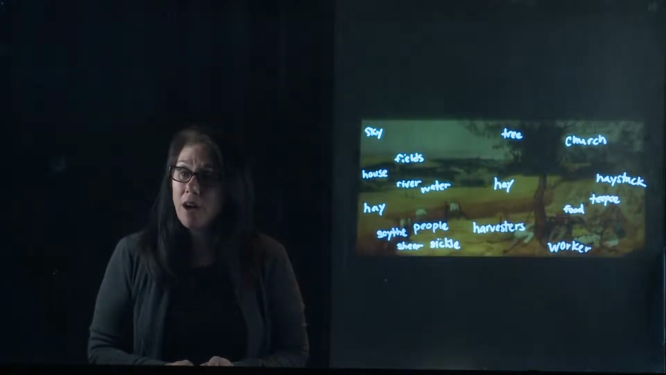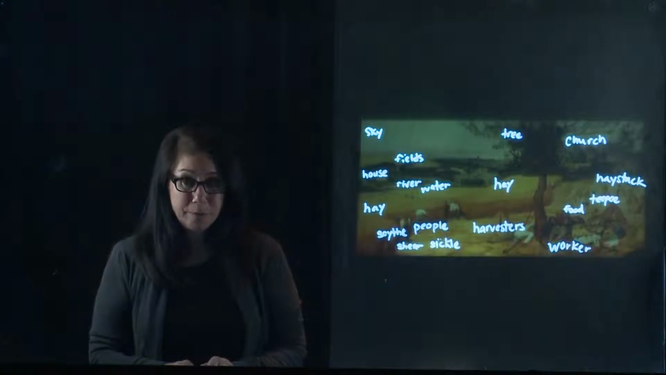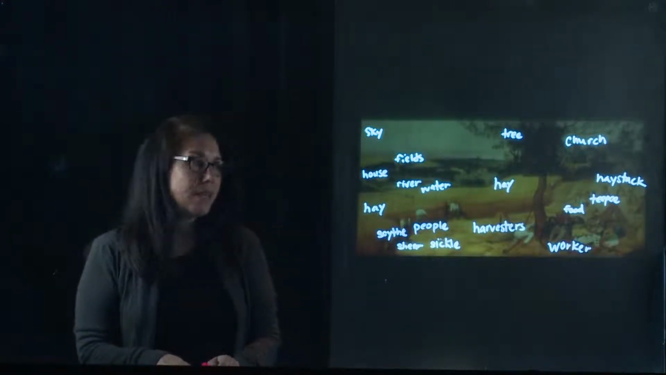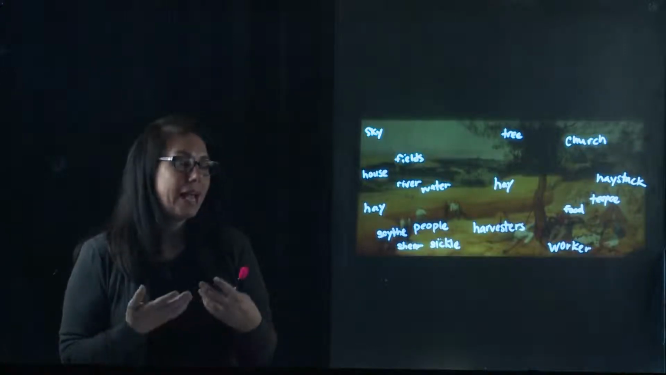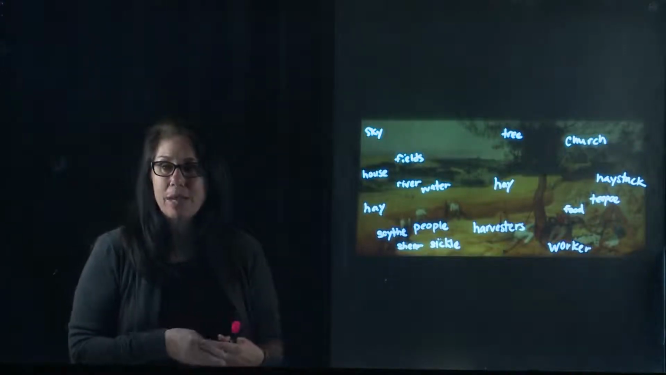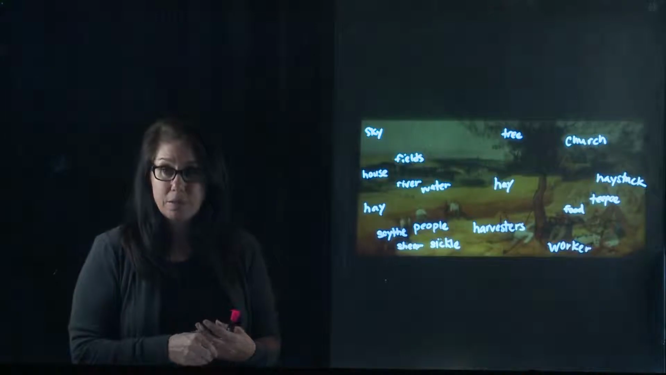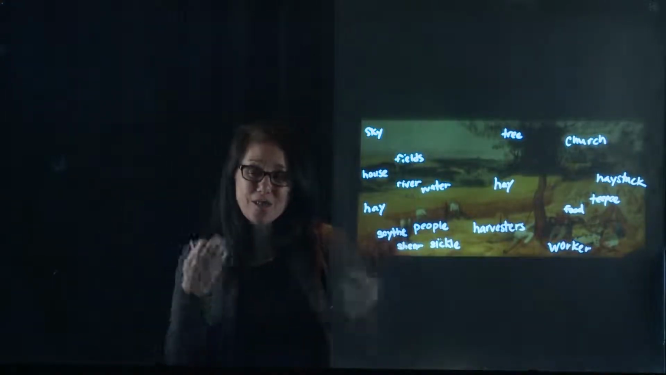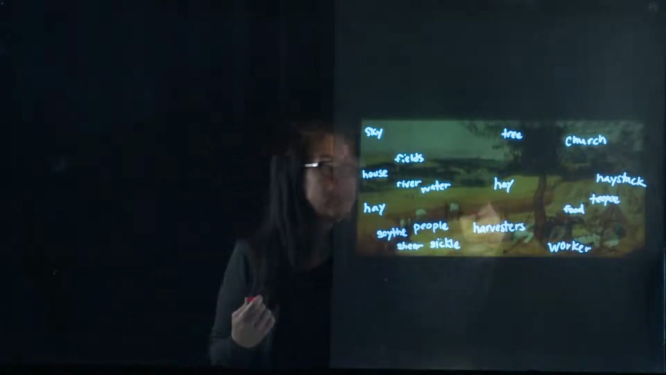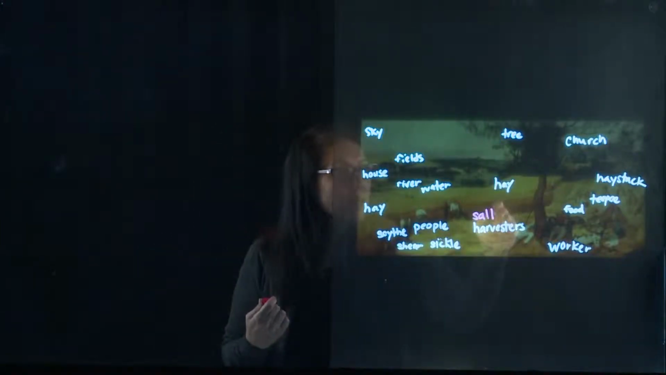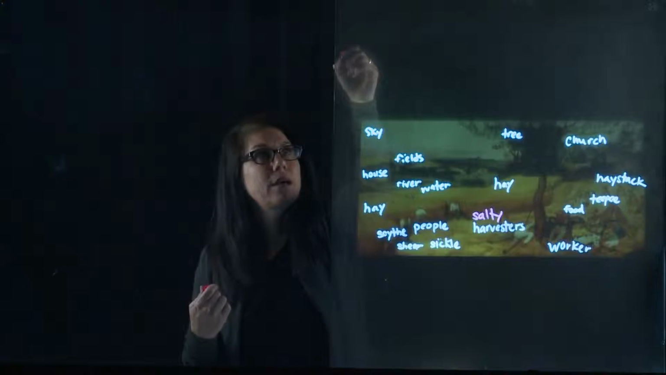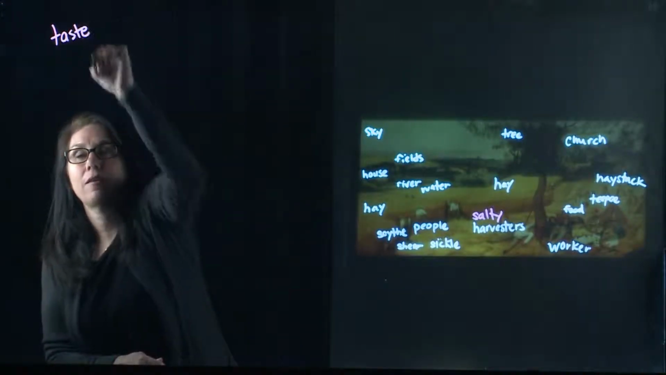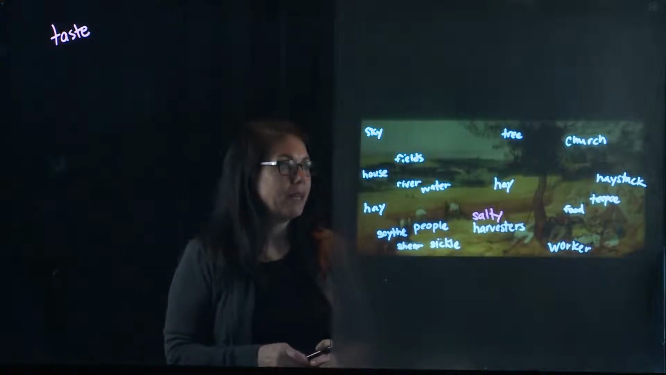All right, let's bring all of our ideas back to the group. So let's start with the first group, taste. What are some of the things that you might taste if you were in this setting, of the painting called The Harvesters? Salty. What's salty? The harvesters, so their sweat is salty. I'm going to make a note. We'll do the taste in pink. Okay? What else might you taste?